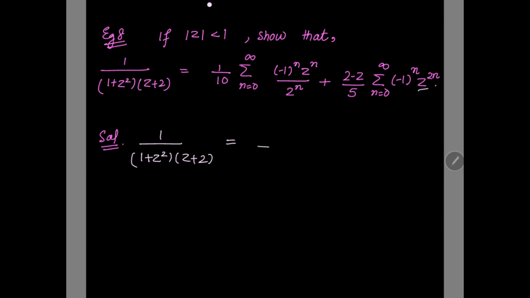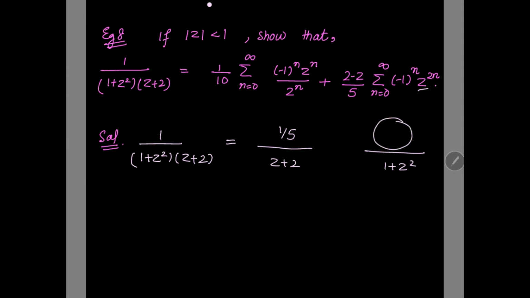So we need z plus 2 and 1 plus z square. Don't separate this, right? Okay, take z plus 2 equal to 0, what will be your z? Minus 2. Put minus 2 in the rest of the part, we'll be getting 1 over 5. Now what about this term?